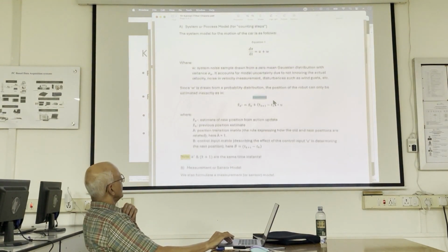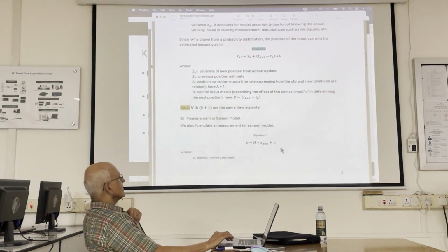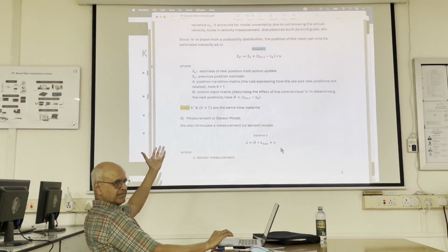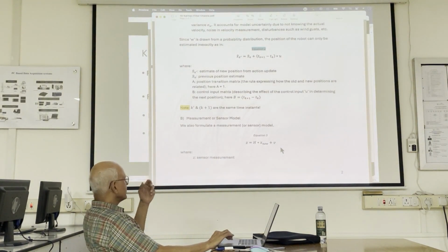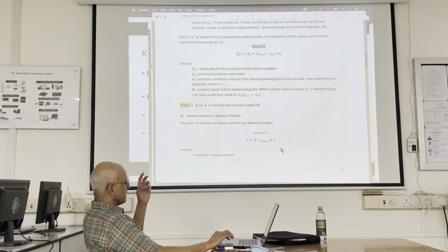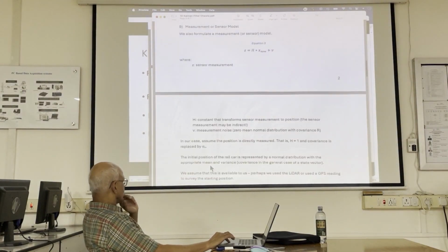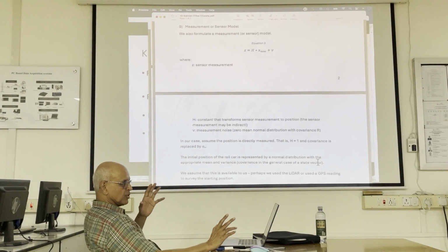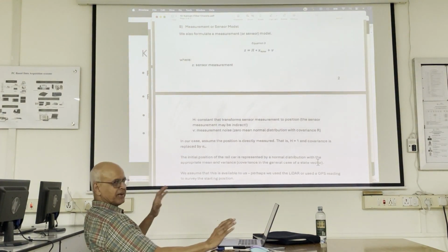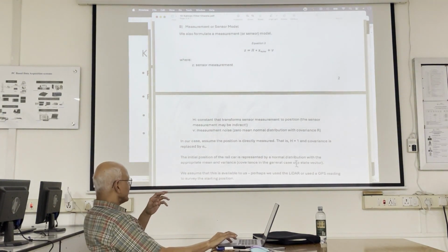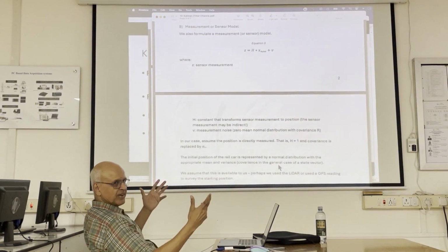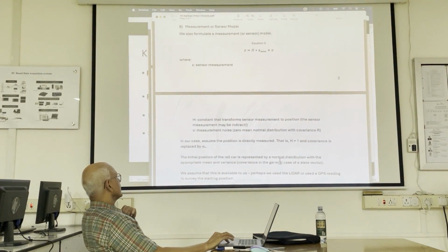So two noises so far, W and V. There's one more, the initial position, right? We had some uncertainty. So 3 Gaussians, so we have 3 means and 3 variances. The initial position of the rail car is represented by a normal distribution with the appropriate mean and variance. Covariance is the general case, because I want to remind the students, don't relax too much, because the real world is a bit tougher with vectors and covariance matrices and so on. So it's not as easy as these equations make it sound.